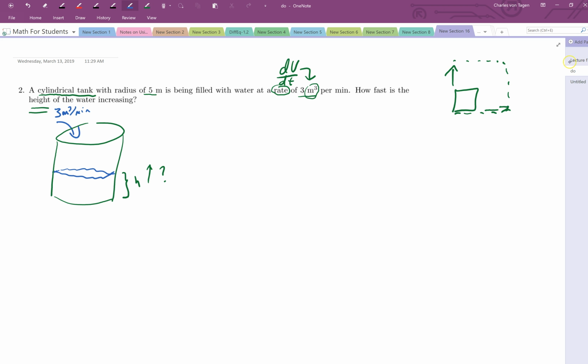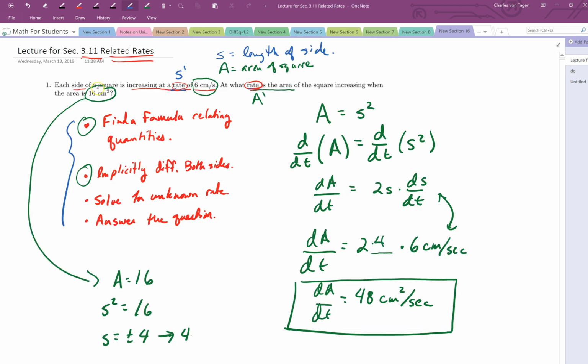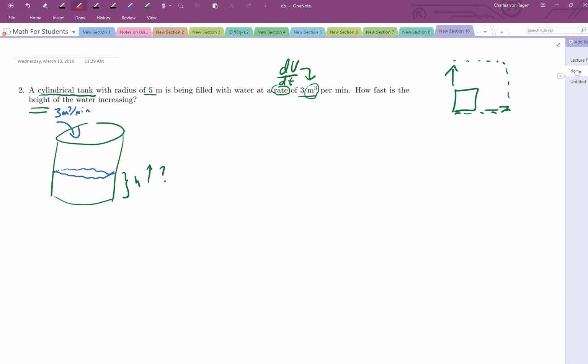So if we were to jump back and look at the steps from the previous section, okay, this is getting a little messy. The first thing we want to do is find a formula that relates the quantities we're working with. So what's a formula that will relate the volume of water in this tank to its height? I'll let you pause the video, think about that for a moment. When you think you've got an answer, go ahead and resume.